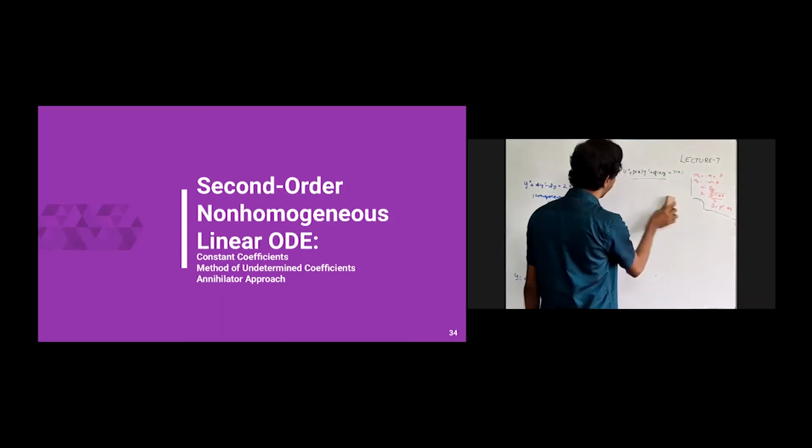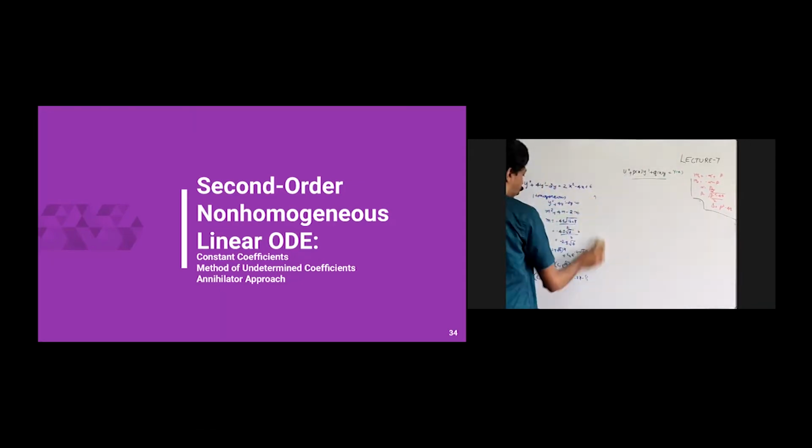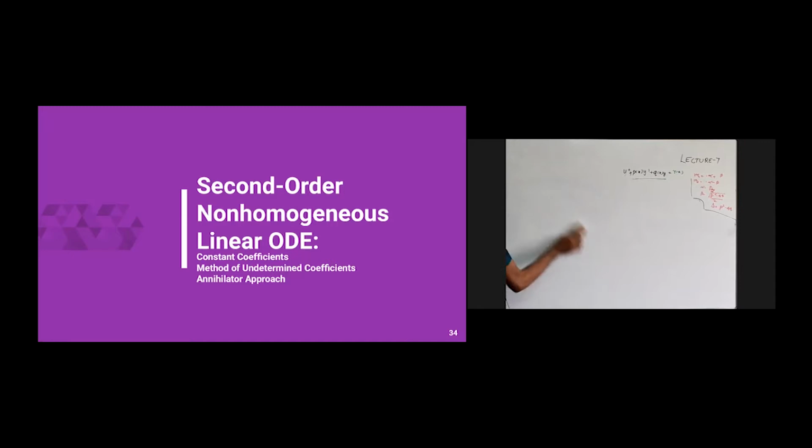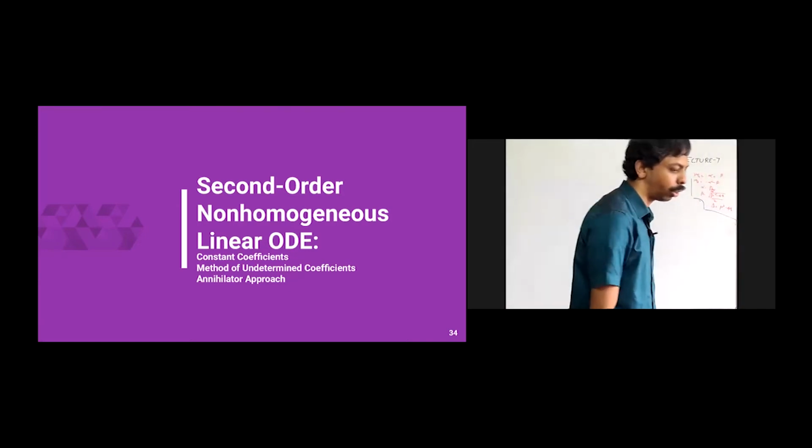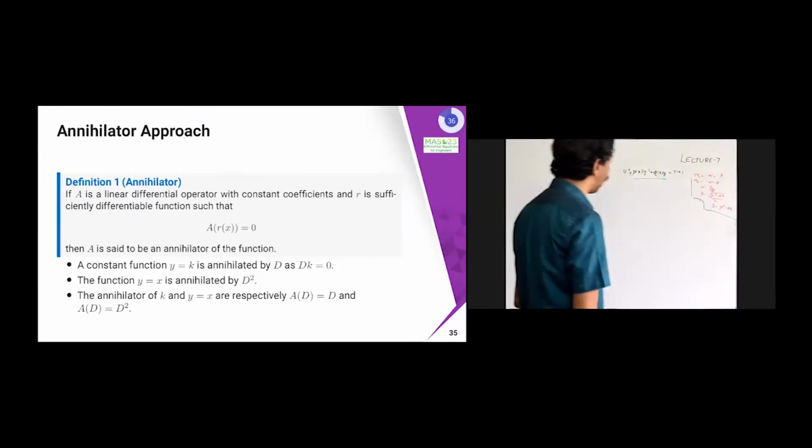So what is the meaning of annihilator? Annihilator means it is going to annihilate. Annihilate means it is going to make it void, which means we are going to make it zero, like nothing. So that is called the annihilator approach.